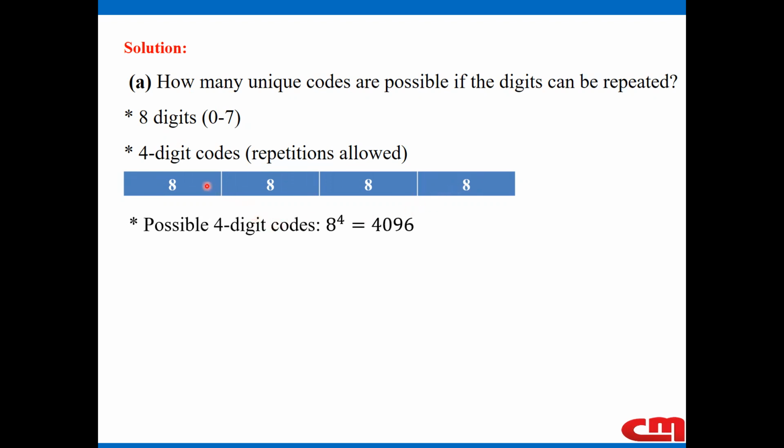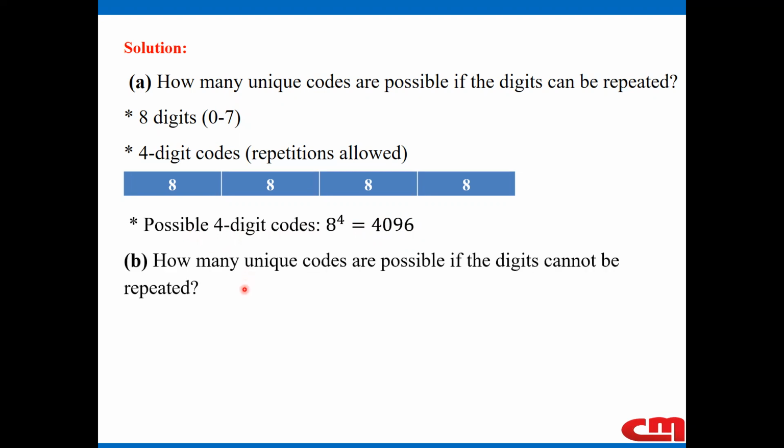Therefore, by the fundamental counting principle, the possible 4-digit codes is 8 times 8 times 8 times 8, which is 8 to the power of 4. This can be simplified to give you 4,096. So we have given solution to the problem.